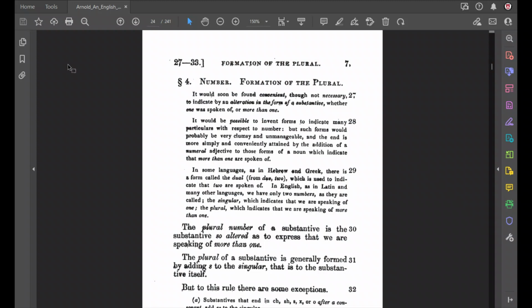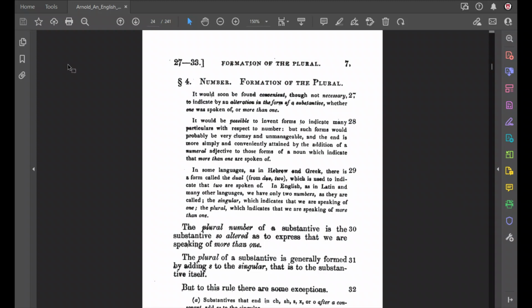It would be found convenient, though not necessary, to indicate by an alteration in the form of a substantive whether one was spoken of or more than one. It would be convenient for us to indicate by changing the form of a substantive noun whether the noun was used to name one thing or more than one thing. So to express number in the form of a noun.